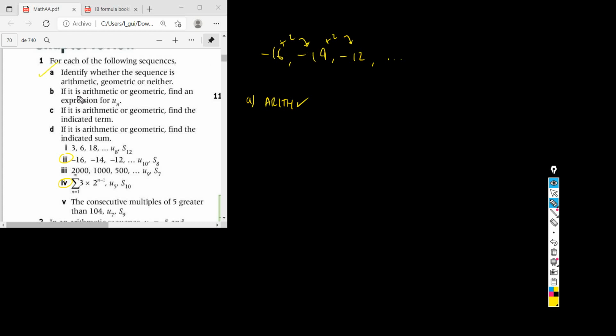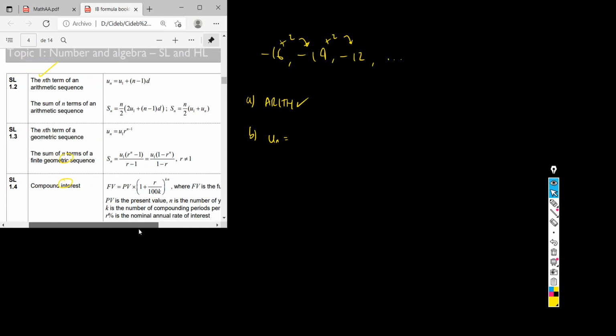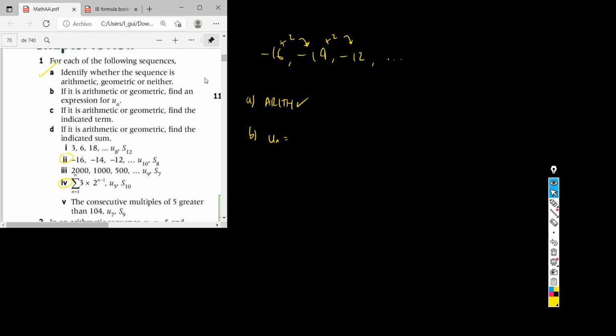So done. B, if it is arithmetic or geometric, find an expression for the nth term. Okay, so what is the formula for the nth term in an arithmetic sequence? Well, we have it in the formula booklet, right? We have it here. The nth term of an arithmetic sequence is equal to this. And remember that you can look this up in the papers. So I'm gonna be writing the formula. There you go.